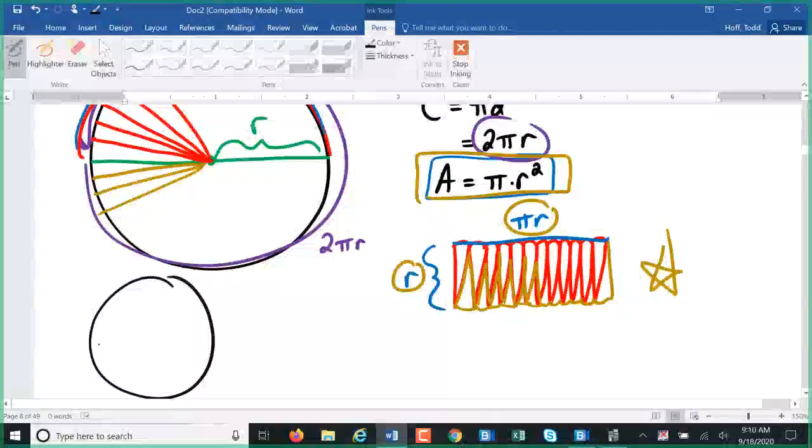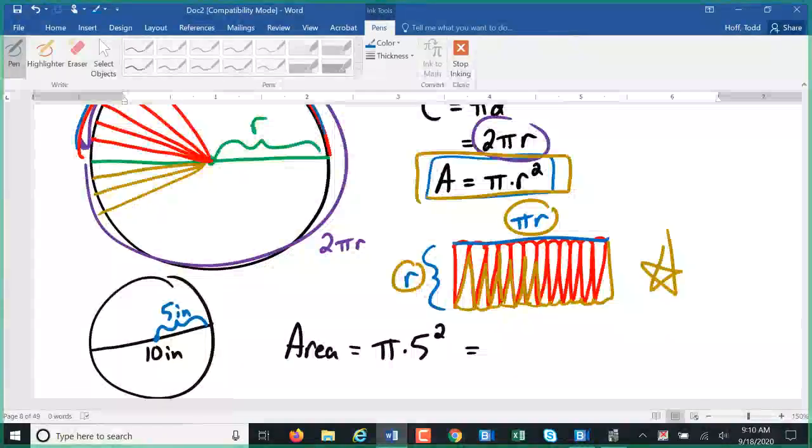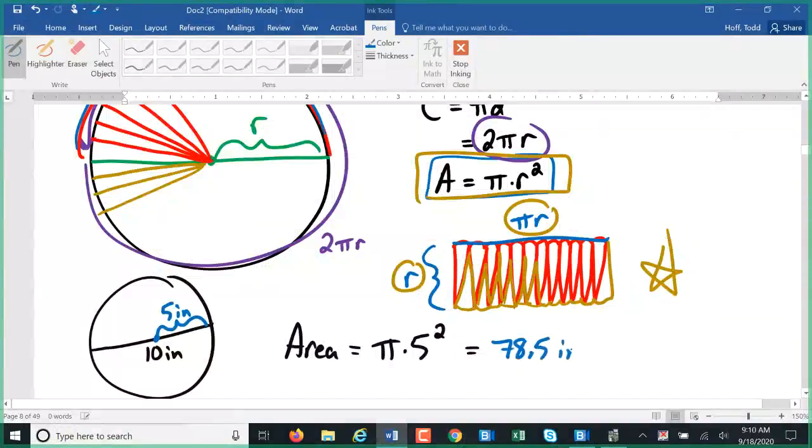So if I have a circle, the diameter of 10 inches, to find the area, pi times 5 squared. Where did that 5 come from? The 10 inches we gave you was the diameter. Area is pi times radius squared. So we had to take half of the 10 inches to get a radius of 5 inches. So pi times 5 squared, 78.5 square inches.